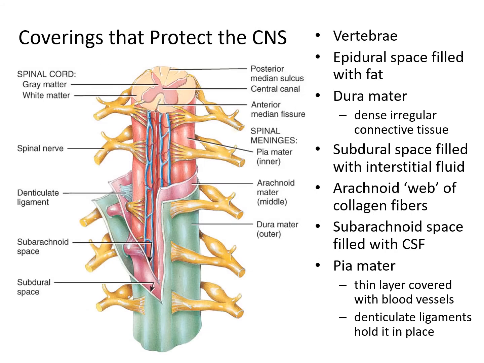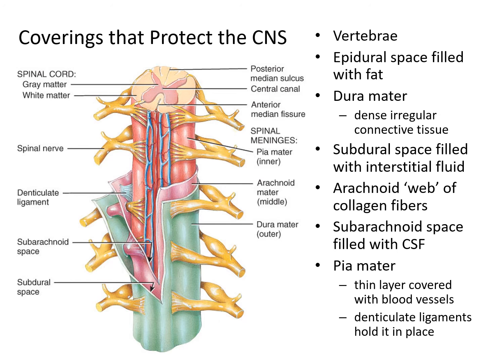So there's a lot of protection here. We have the bony vertebrae, and then we have this epidural space immediately below the bone that's filled with fat. We have the dura mater, which is the toughest of the meninges. It's dense, irregular connective tissue. We have the subdural space, so the space just below that, that's filled with interstitial fluid. We have this arachnoid web of collagen fibers. Then we have a subarachnoid space that's filled with cerebrospinal fluid.